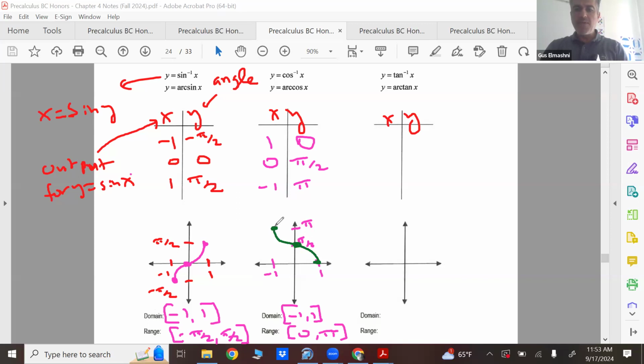Looks like that. Because if I were to graph it, it would keep going like this. It's kind of like a serpentine.